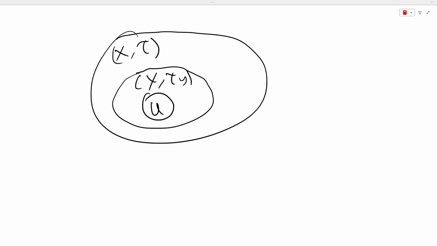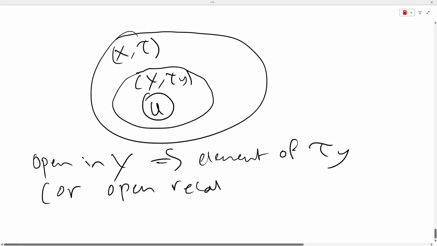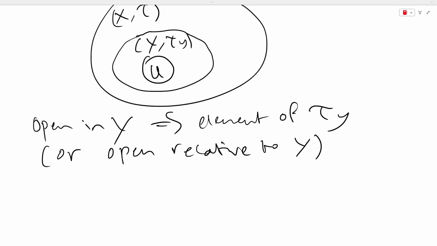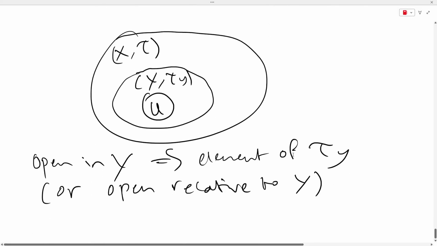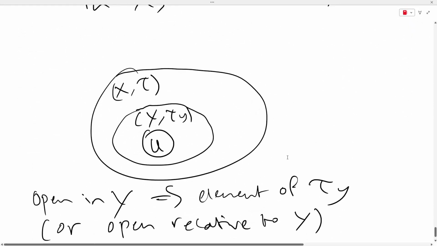We also say open in Y. This means that the set is an open element of tau_Y, or we can also say open relative to Y. If we say open in Y, we just mean it's an element of the topology of Y. If we say open in X, then it's in the topology of X. And if Y is open, then open in Y implies open in X as well.